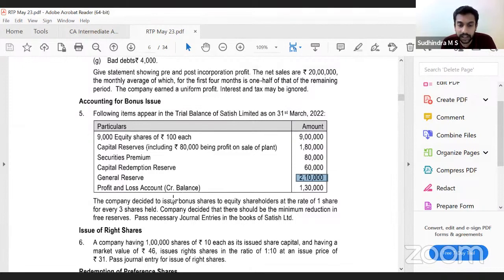Next one, issue of right shares. A company having 1 lakh shares of rupees 10 each as its issued share capital and having a market value of rupees 46 issues right shares in the ratio of 1:10 at an issue price of rupees 31. Pass journal entry for rights issue. What's the journal entry that we have to pass? Regular issue of shares. So what's the number of shares that we are issuing?